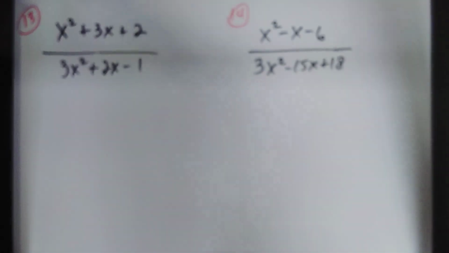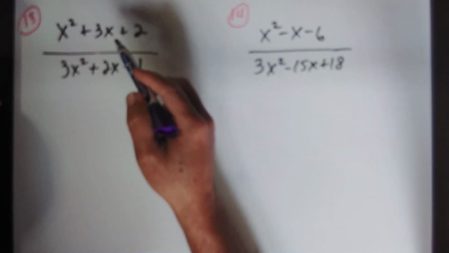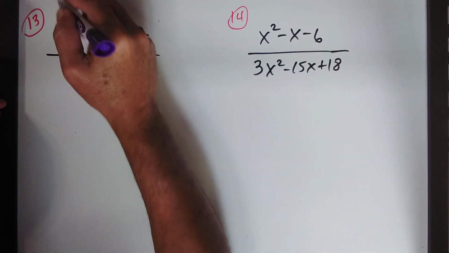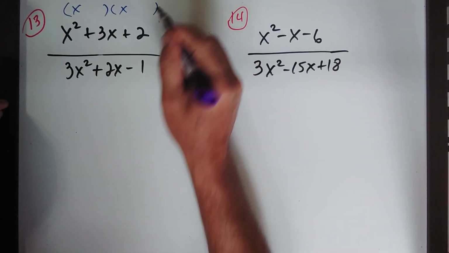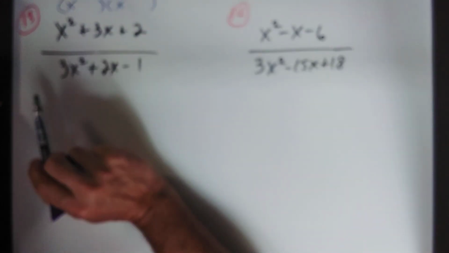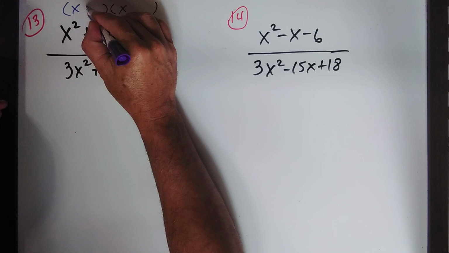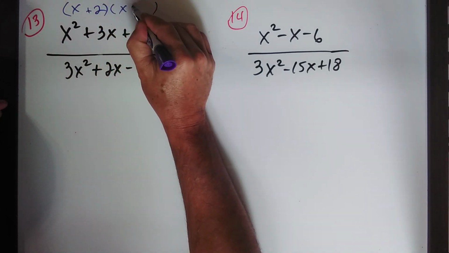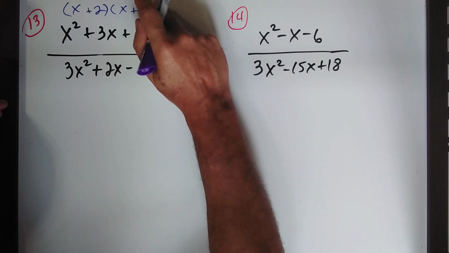Okay guys, let's do 13 now. Okay, so I got two trinomials, right? The one on top is easy. That's the one that we just did, x and x. Those are the easy ones because there's no number here, right? So two numbers that give you 2 when you multiply and add up to 3, that's going to be positive 2 and positive 1, right?